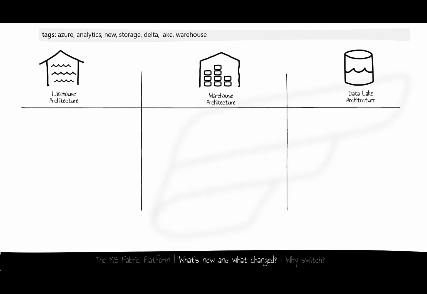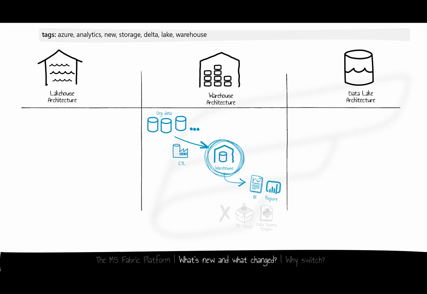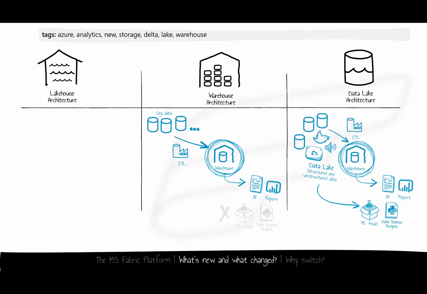Before we dive into the lakehouse architecture, let's take a look at the architectures we presently have in various organizations. In a warehouse architecture, the organizational data in databases is moved using ETL to a data warehouse from where the structured data can be used to create BI visualizations and Power BI reports, but not machine learning models or Python scripts for data science. In a data lake, structured data from databases along with unstructured information such as tweets, YouTube videos, posts, and even sound files can be moved using an ETL process to a data lake, which can store both structured and unstructured data. This data can be used for BI, creating reports and machine learning models or Python scripts.